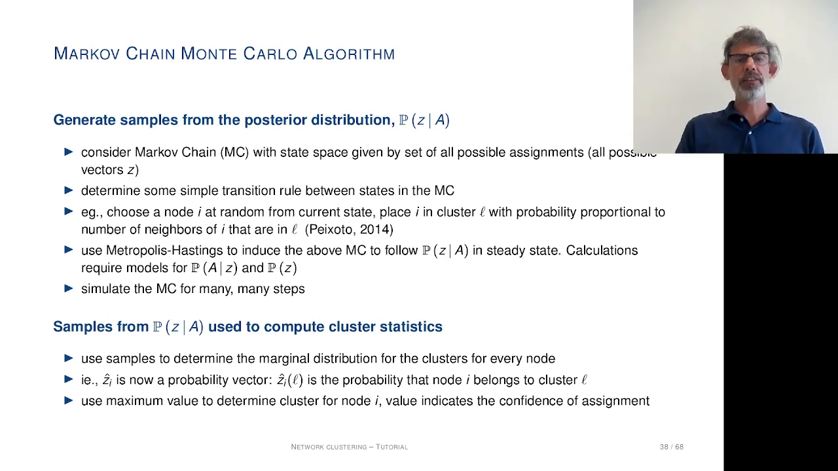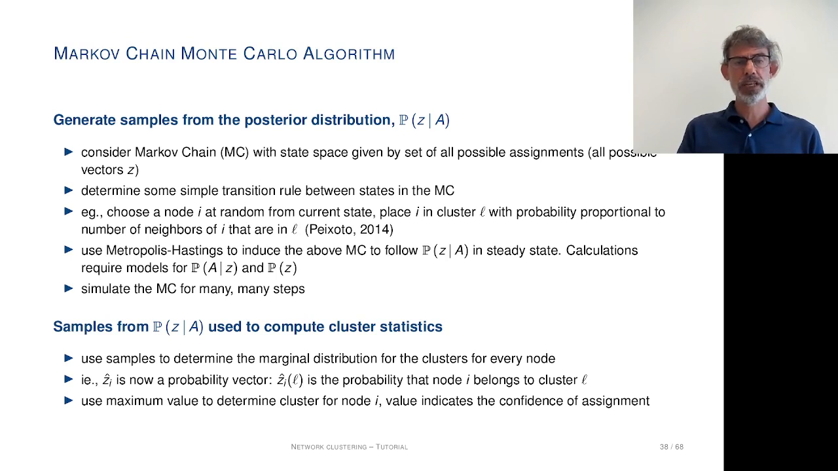For example, given an assignment vector z, we can choose a node i at random from the current state and place this node i in cluster L with probability proportional to the number of neighbors of i that are in L. That will create a transition in the Markov chain. And then we can use Metropolis-Hastings to induce this Markov chain to have a P of Z given A distribution in steady state. So I can control the distribution of the assignment vector to be what we want in steady state. Note that in order to do this, I need to calculate some weights for the Metropolis-Hastings that depend on the models P of A given Z and P of Z. But that's doable if you know these models.